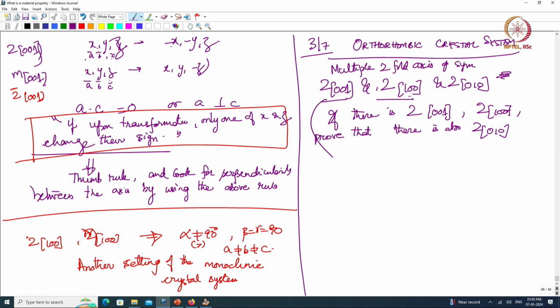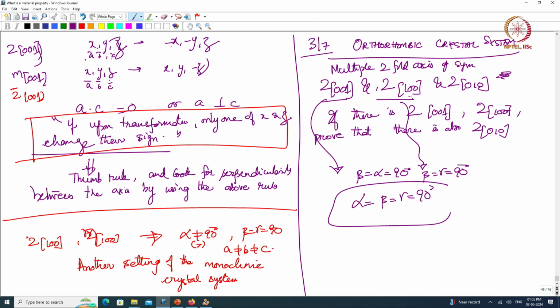So, if I have twofold axes about 0 0 1, about 1 0 0 and about 0 1 0. If I have a twofold axis about 0 0 1, I already showed you that beta equal to alpha equal to 90 degrees, right. Now, if I have a twofold axis about 1 0 0, I already showed you here that beta equal to gamma equal to 90 degrees, right. So, using these two, I can clearly say that alpha equal to beta equal to gamma equal to 90 degrees, and you can show that these are the only constraints. You do not have any constraints about A, B, C, A not equal to B, not equal to C.